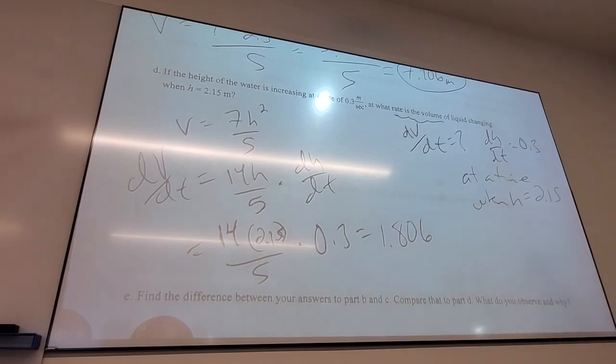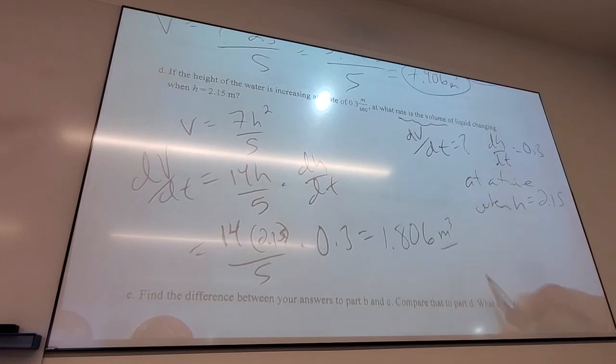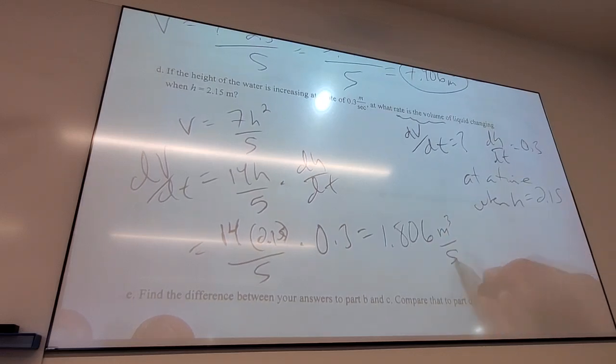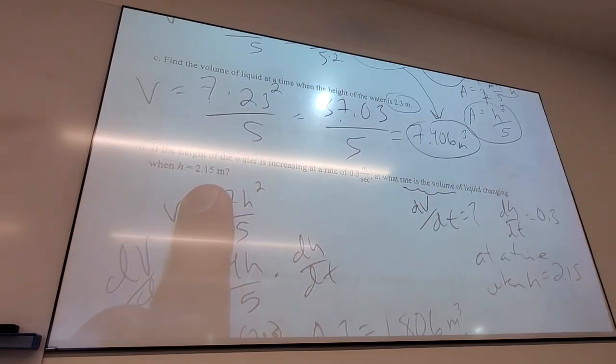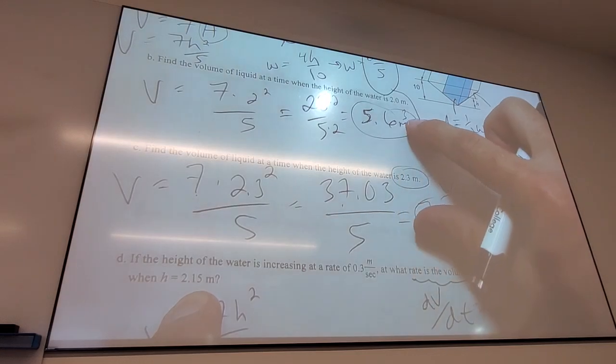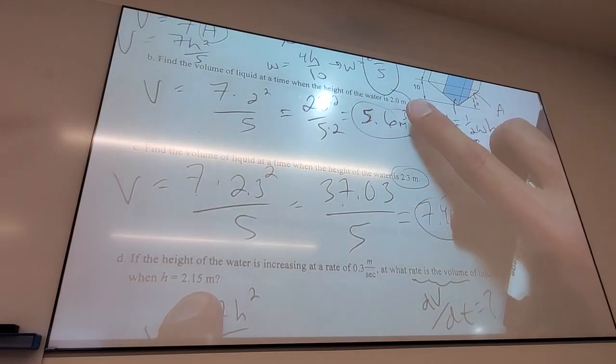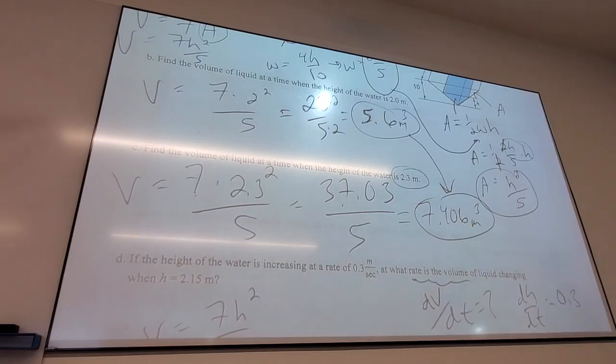1.806. 1.806? Now, what would the units be? Meters per second. I love it. What's special about, okay, let me see if you guys are cool with this last thing. What's special about 2.15 compared to the things we did here? This was 2 meters, this is 2.3 meters. 2.15 is directly in the middle.